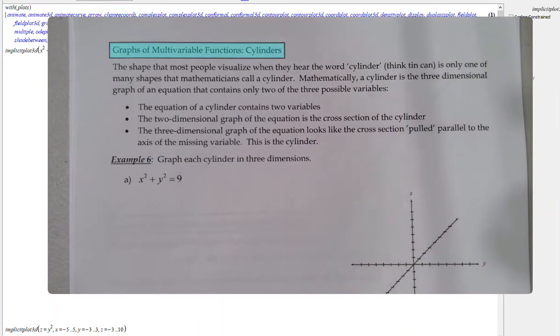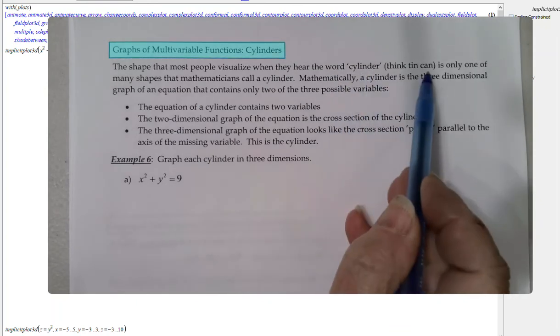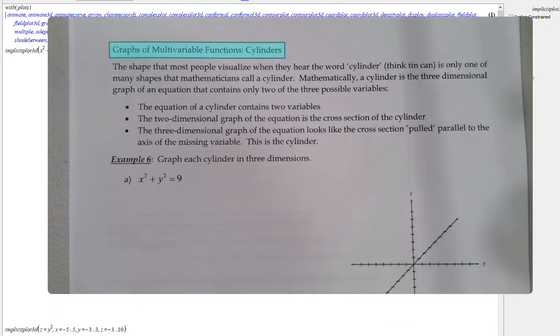Now the first thing you need to do is kind of get the whole old tin can version of the cylinder out of your head, because in math, the word cylinder is much more general than just that typical round sort of tin can look. It's only one of many shapes that mathematicians will call a cylinder.